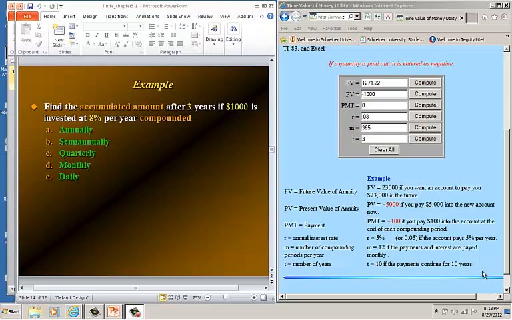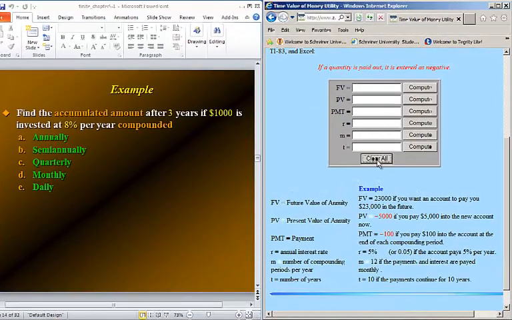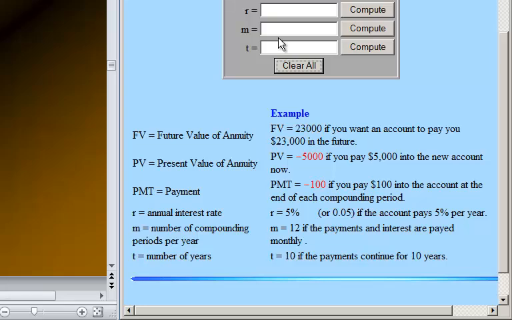I am going to use it to compute the same values that we did in class using the accumulated value function. I'm going to compute accumulated amount, also known as the future value, after 3 years, if $1,000 is invested at 8% per year and compounded first annually, then semi-annually, then quarterly, then monthly, and finally daily. And you will see, if you look at the screen at the left, the values agree exactly with what we produced in class the other day.